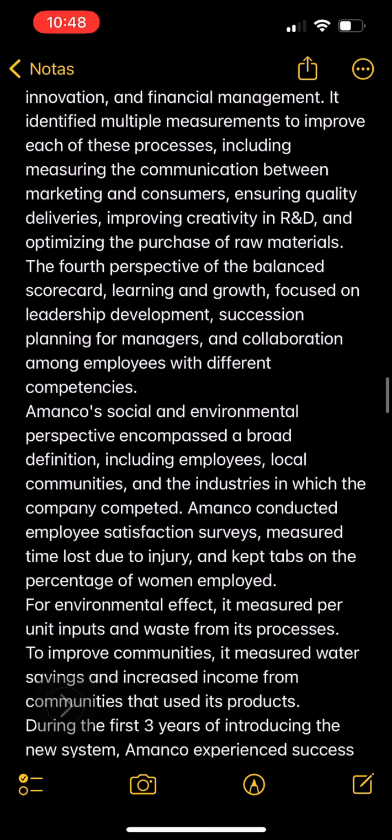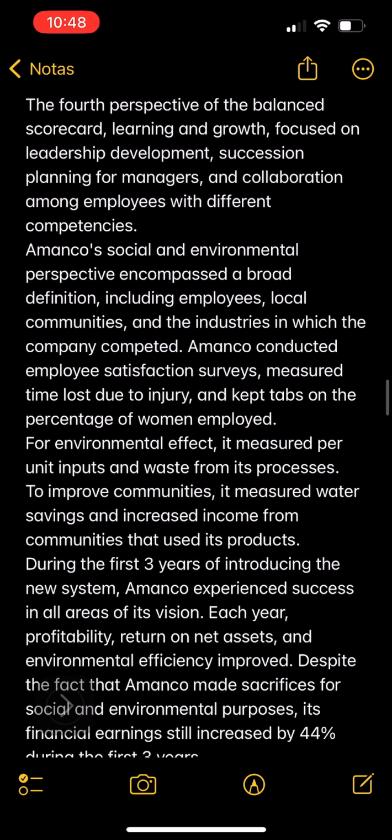The fourth perspective of the balanced scorecard, learning and growth, focused on leadership development, succession planning for managers, and collaboration among employees with different competencies. Amanco's social and environmental perspective encompassed a broad definition, including employees, local communities, and the industries in which the company competed.